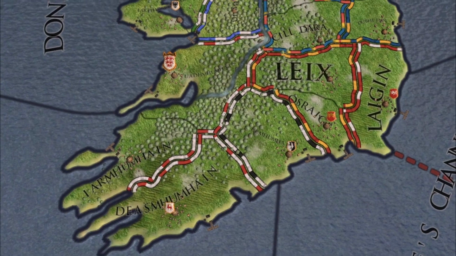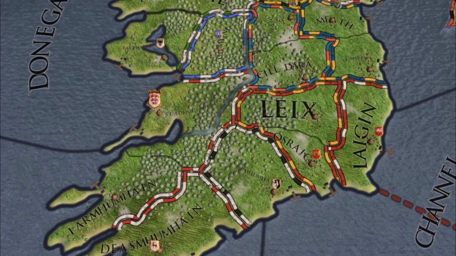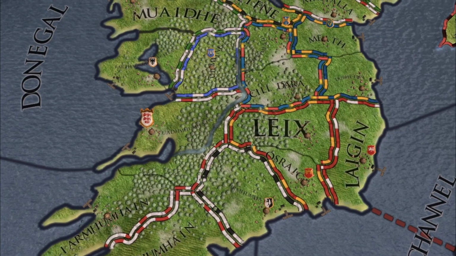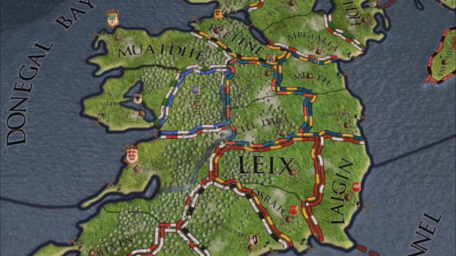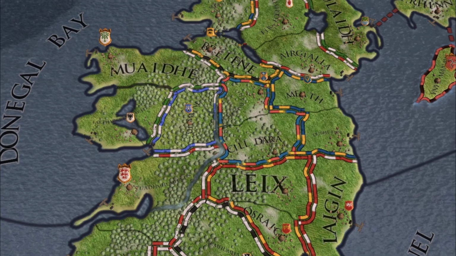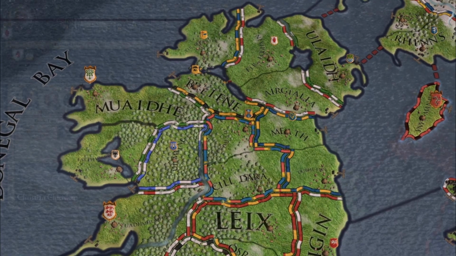Speaking of which, the final point to take note of is the system of kingship in medieval Ireland. The lowest kings ruled over a single tua, roughly equivalent to a barony in CK2. Above these sat overkings which ruled at county level in game terms, and above these again sat provincial kings.